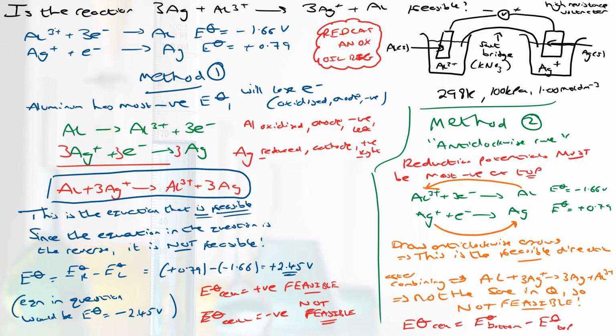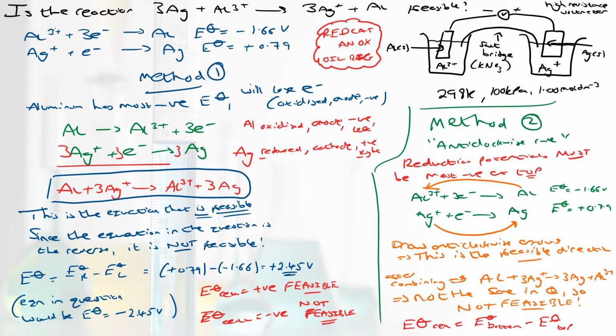Now the second method to do this is using something called the anti-clockwise rule. Now the really key thing for this is that when we write down our half equations, we have to write them down with the more negative at the top. So the reduction potentials must have the most negative one in terms of the E cell value at the top.